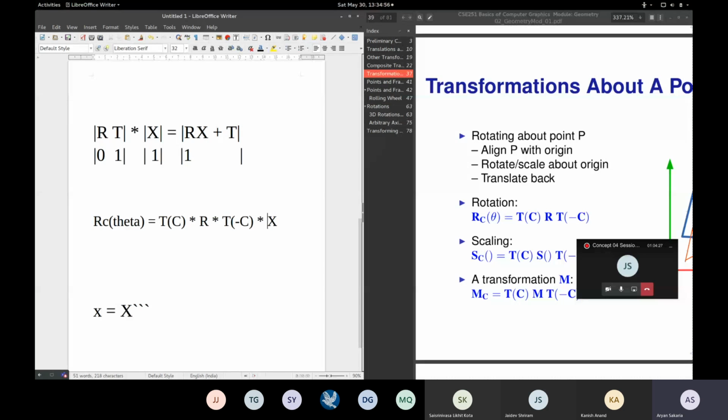Okay, so what's happening here is, let's say I want to rotate about some point C, and the rotation I want to do is this R. If I directly apply R, it's going to rotate about the origin, and I don't want that. So what I'm going to do is translate everything by minus C, so my points are now moved to the origin. This would give me, let's say, x dash, which is nothing but points at origin.